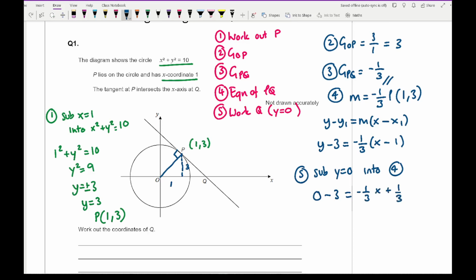So then if I take the 3 over to the side, or take the third over, I end up with minus 3 and a third equals minus x over 3. So that then becomes minus 10 over 3 equals minus x over 3, in which I can get rid of the 3's, and so minus x equals minus 10, so x equals 10. So the coordinate of Q is going to be 10, 0.